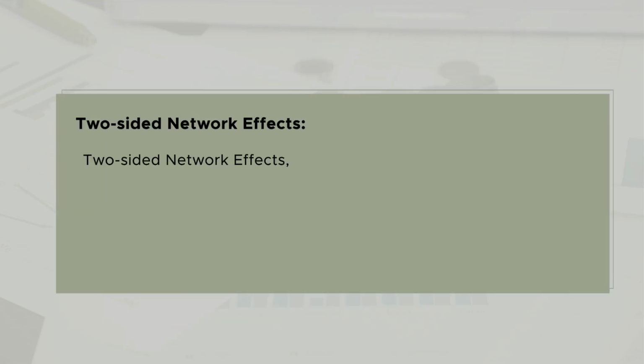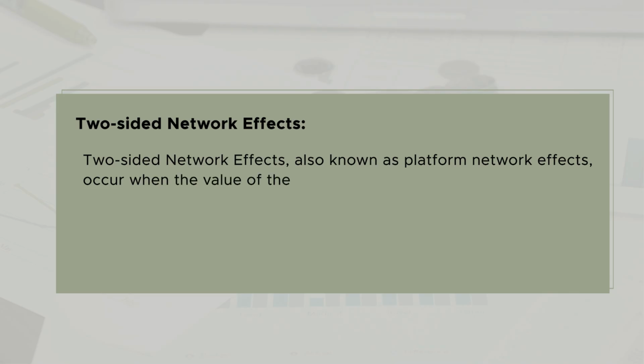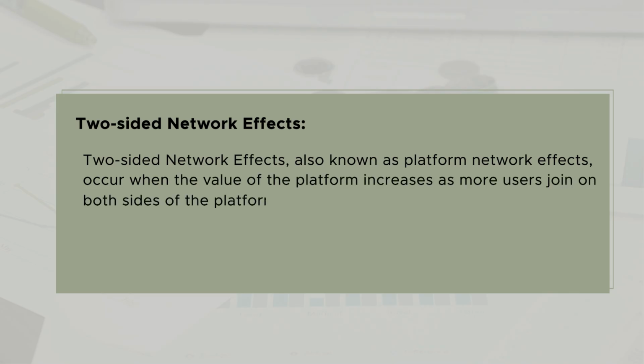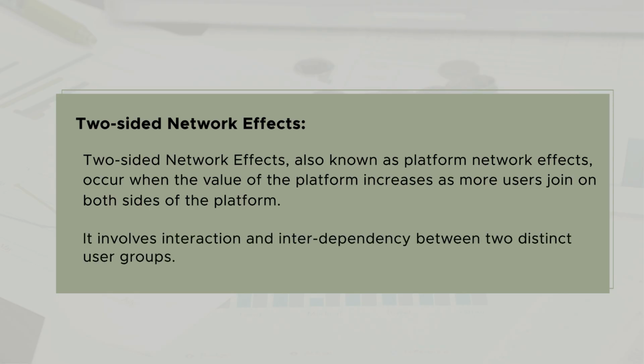Let's look at two-sided network effects. Two-sided network effects, also known as platform network effects, occur when the value of the platform increases as more users join on both sides of the platform. It involves interaction and interdependency between two distinct user groups. Let's take some examples. One example is credit card networks.